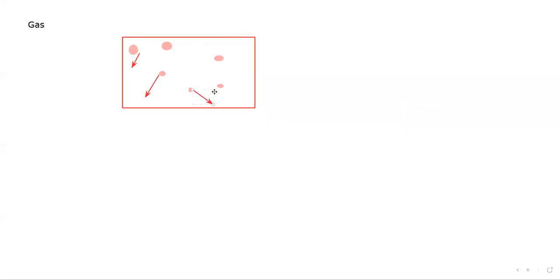Then for gases, the state of matter in which the particles are far away, with negligible force of attraction between the particles, and moving randomly, continuously colliding with the surface or the wall. But they're not moving in a specific direction, they are moving randomly.